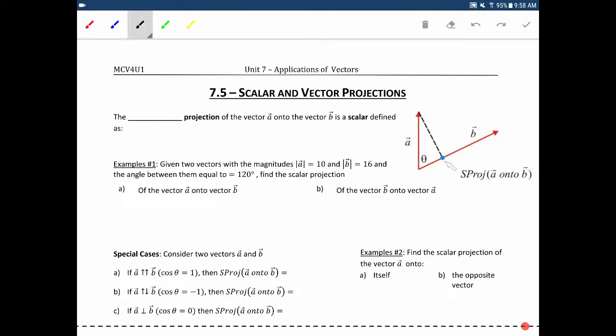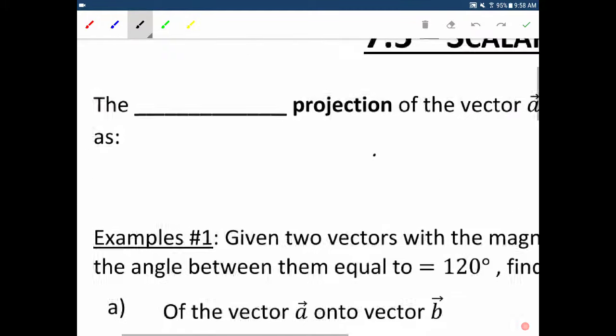Hey guys, today we're going to look at projections. There are two types of projections, scalar and vector. We're going to take a look at scalar projections first.